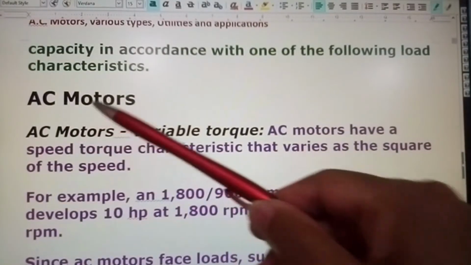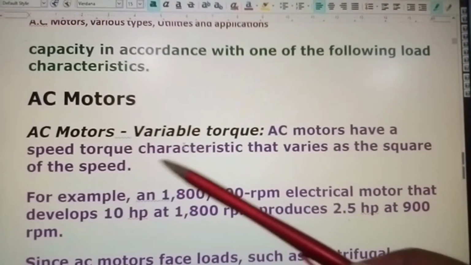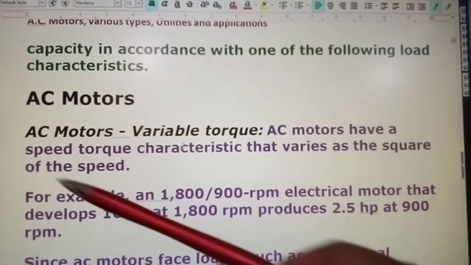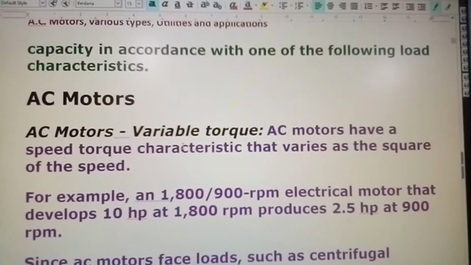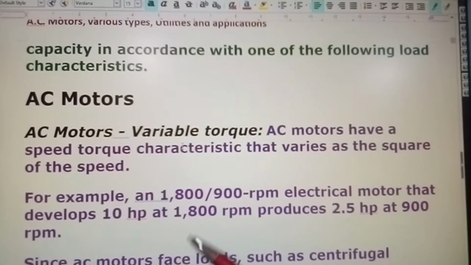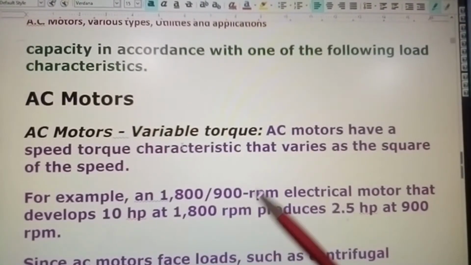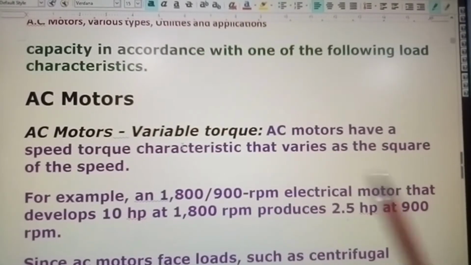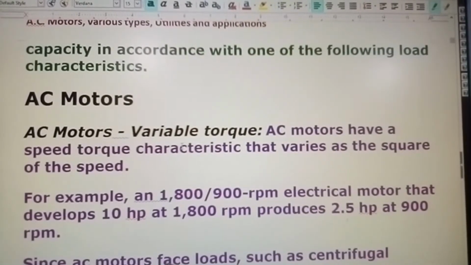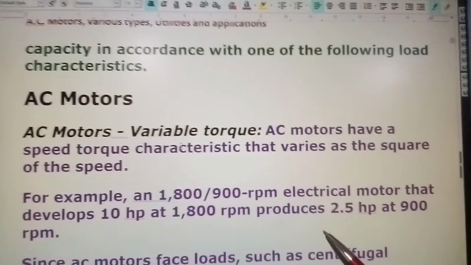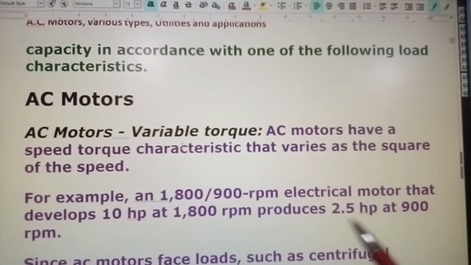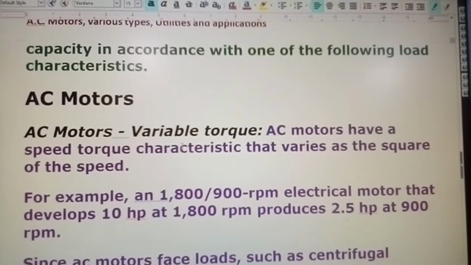Okay, AC motors, variable torque. AC motors have a speed torque characteristic that varies as the square of the speed. For example, let's say a 1,800 revs, 900 revs per minute electrical motor that develops 10 horsepower at 1,800 revs produces 2.5 horsepower at 900 revs per minute.